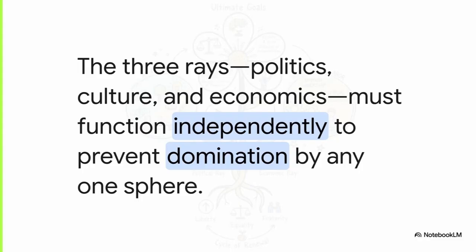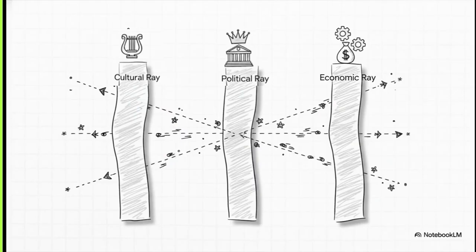Now here's the first really crucial rule for a healthy system. These three rays, politics, culture, and economics, they absolutely have to function independently. This is so important because it prevents any one area from completely dominating the others. You definitely don't want the economy dictating what counts as art, or politics crushing free enterprise, for example. But here's the catch. Independence does not mean isolation.